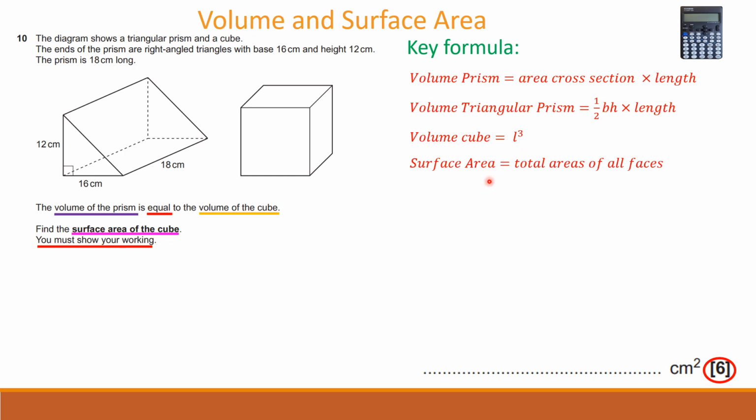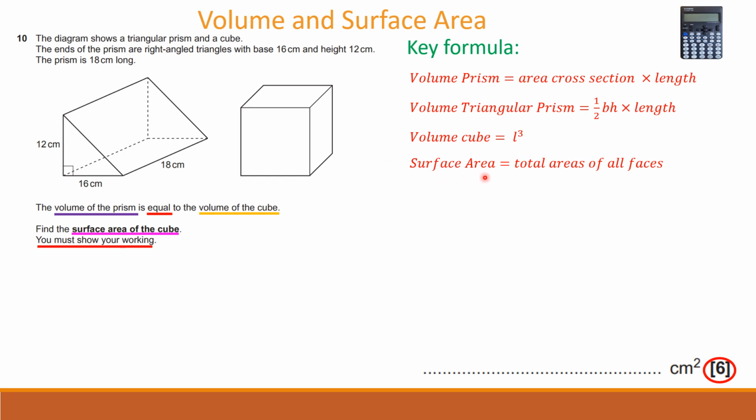And to work out the surface area, it is the total areas of all the faces. So you can see here, this is my front face that I'm highlighting. I've got a side face, I've got a top face, and then I've also got some hidden faces. So I've got a back face that's hidden, I've got a face on the left that's hidden, and then I've got a face underneath, which is also hidden. So in total, there are 6 faces.